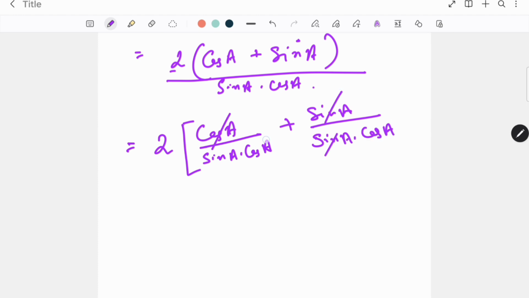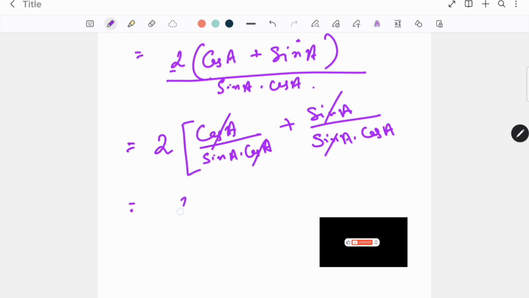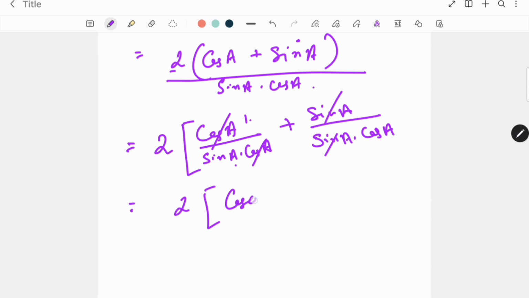This and this one will be cancelled, so 2 into here 1 by sin, and 1 by sin means cosec, and here 1 left, so 1 by cos means sec, and that is only your RHS. So we got the RHS, you can write hence proved. Hope you understood this sum.